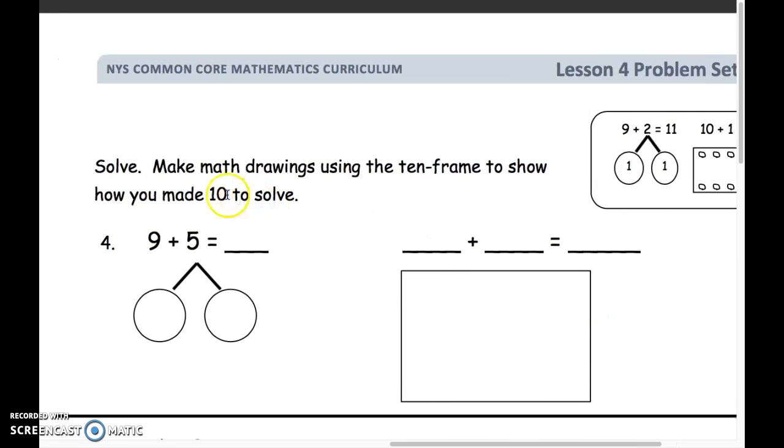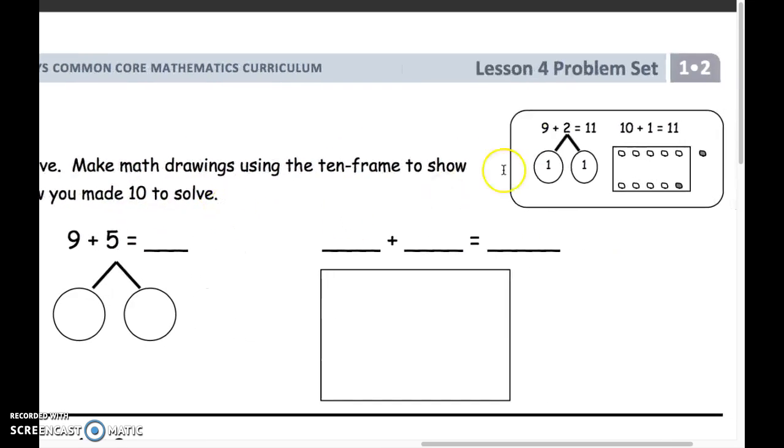It says solve, make a math drawing using the 10 frame shown to show how you make a 10. So if you look here at this example, they show you what to do. They want to see your 10. So I have 9, right? So you're going to put 5 groups, 1, 2, 3, 4, 5, 6, 7, 8, 9. And then you're going to add your 5. Well, I only can fit one more with my 10, so I'm going to put 1 here, and then I'm going to start a new one out here. So there's 1, 2, 3, 4, 5.